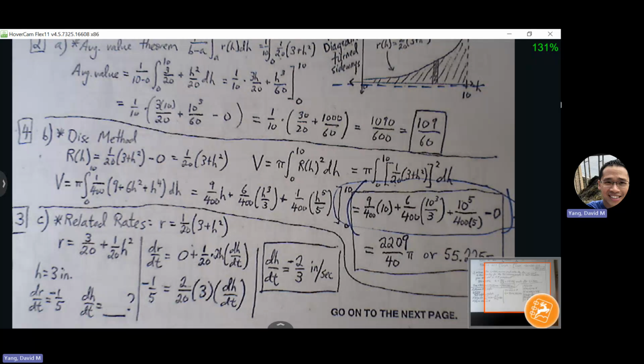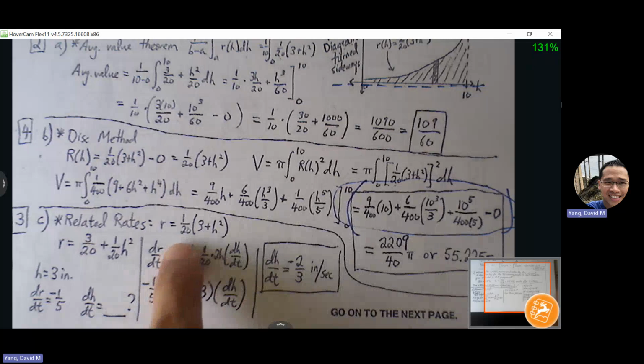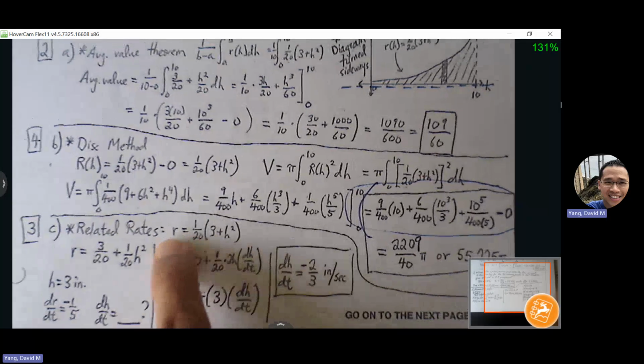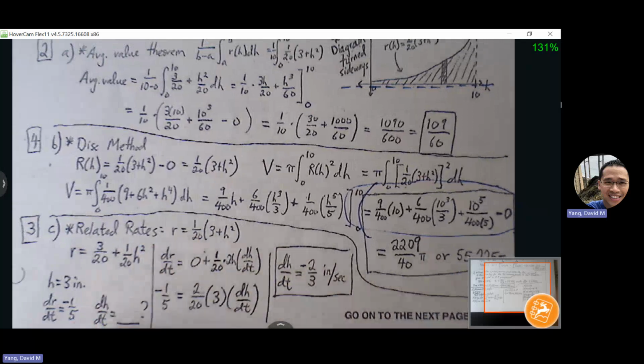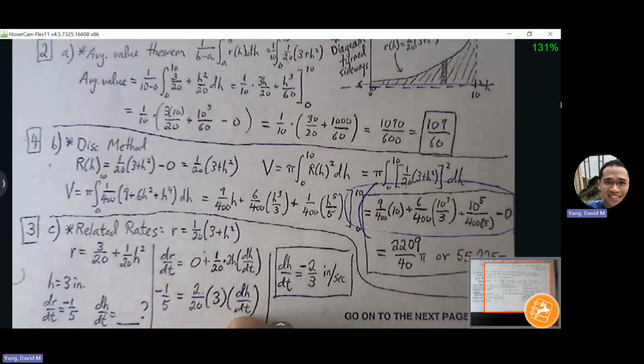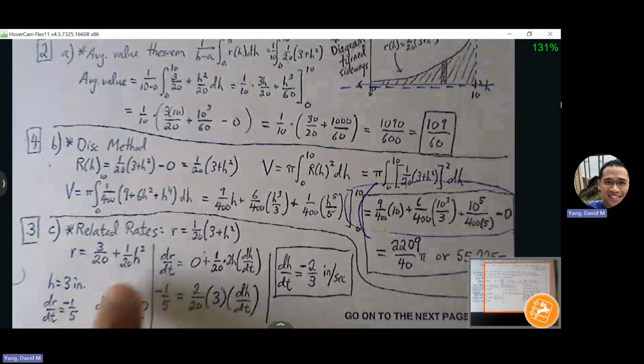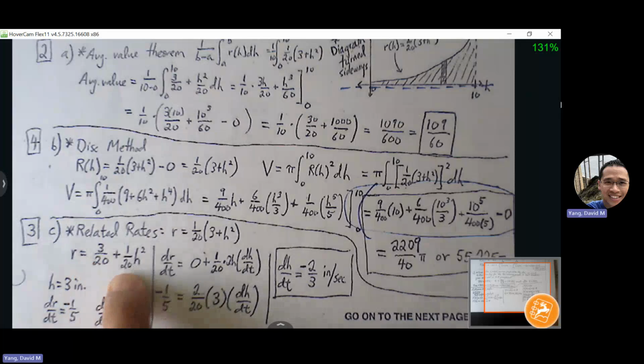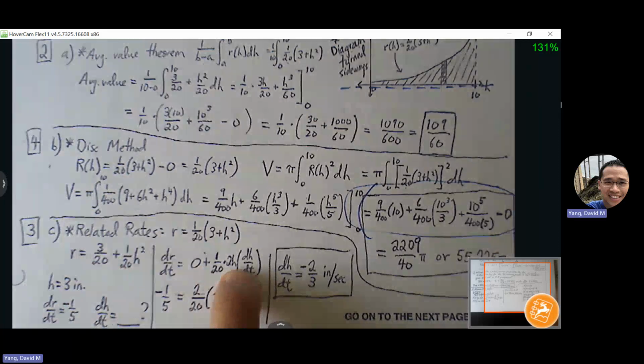So part C, it is related rates, but it's not related rates for a cone. It's related rates for this equation. So we got to do R becomes dr dt. We got to get dH dt to show up, and then replace dH dr dt with -1/5, and then we're solving for dH dt. Okay, so related rates, R becomes dr dt. 3/20th becomes 0, 1/20th h squared becomes 1/20th times 2h times dH dt.